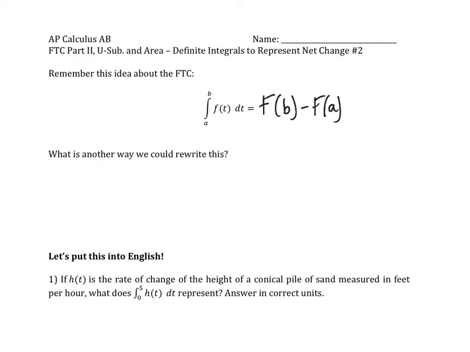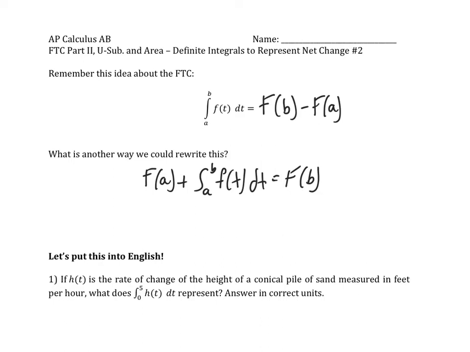at a, okay? So if we do a little simple algebraic manipulation, if I add capital F of a to both sides, I could rewrite this expression as F of a plus the integral from a to b of f of t dt will be equal to capital F of b. All I did again was take what was above and add capital F of a to both sides. So what's the implication here?